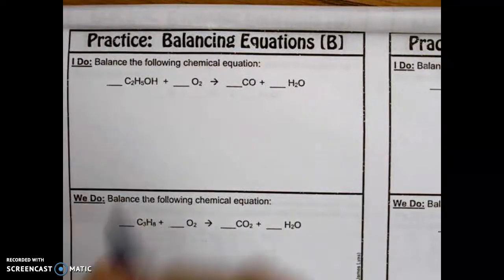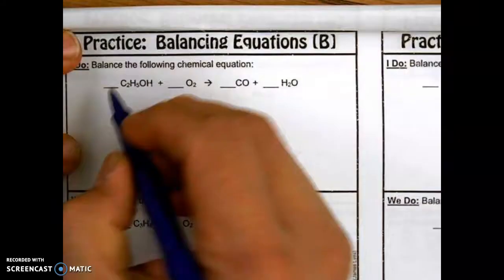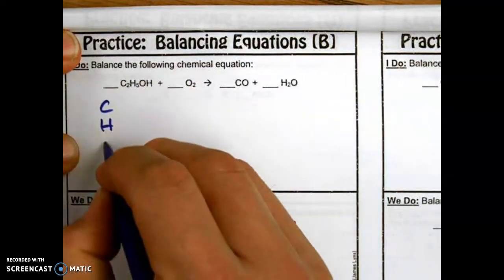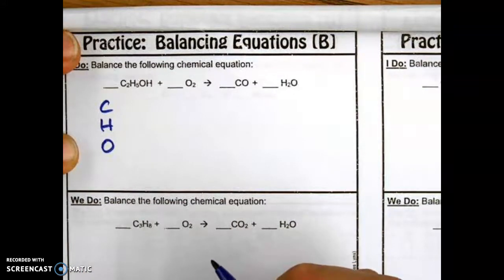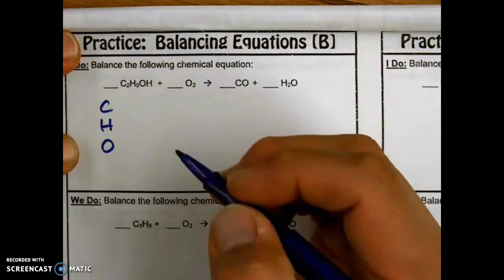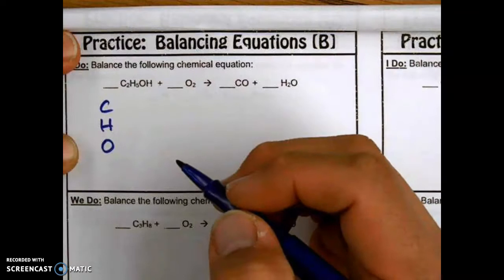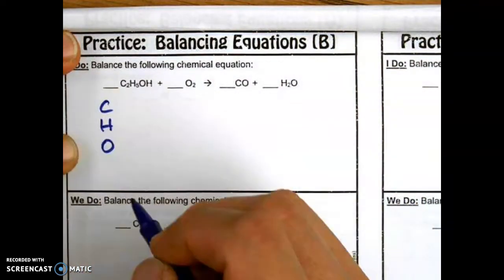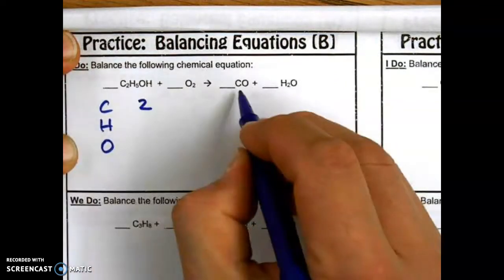Okay, so we're going to write down C. We're going to write down H and O. We're doing page 3. On the reactant side, how many C's do we have? We have 2.